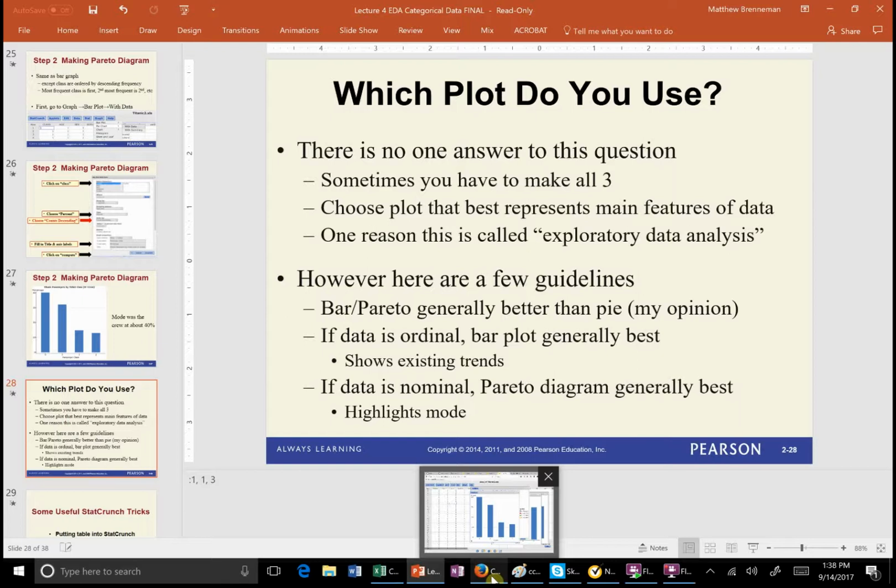But usually what I do when I plot data is I'll make all the plots. And then I'll choose which one I think best conveys what the data is trying to say. And that's one of the reasons why it's called exploratory data analysis. I mean, you're exploring what's in the data set, but you're also kind of exploring different ways to represent it. Here's a few guidelines that I use. There really are no guidelines per se, but these are mine.